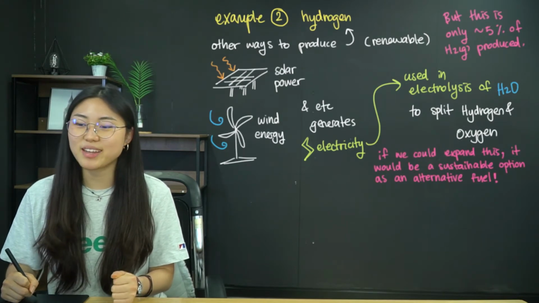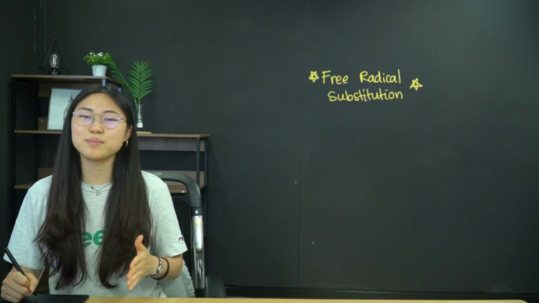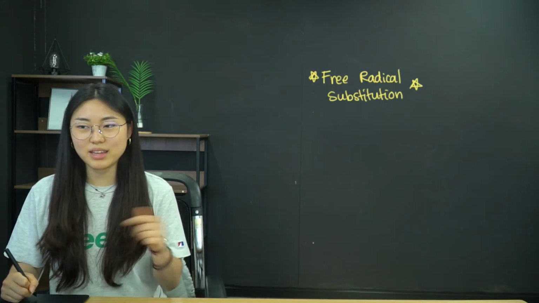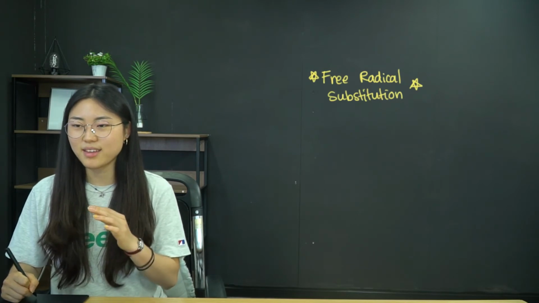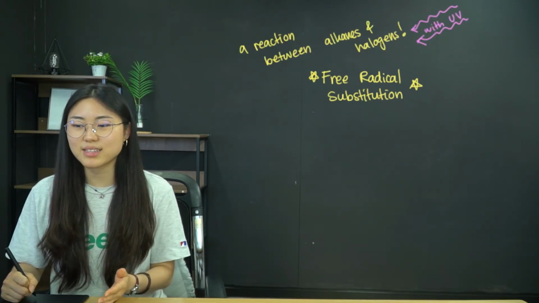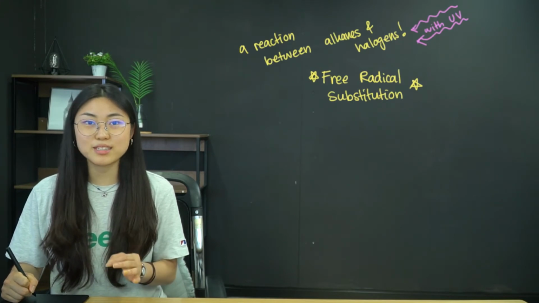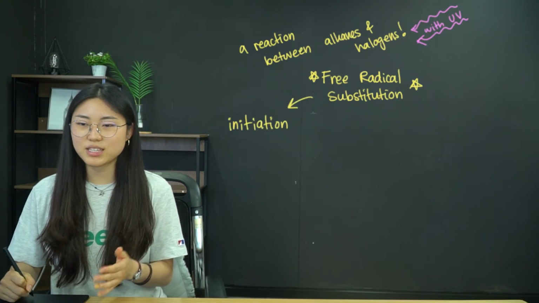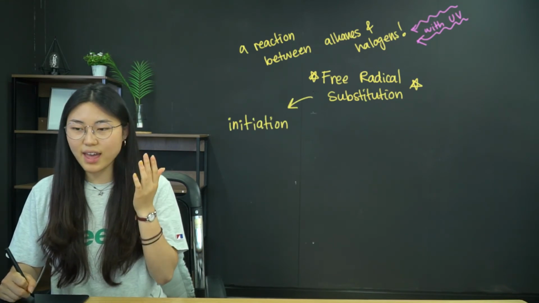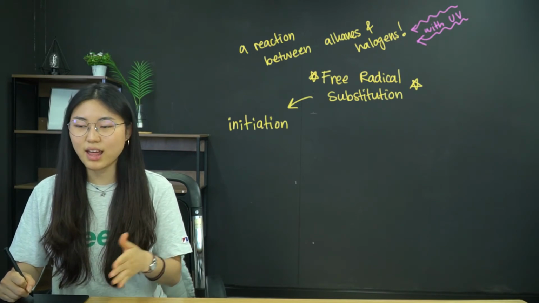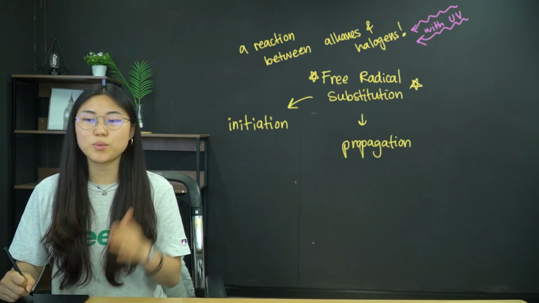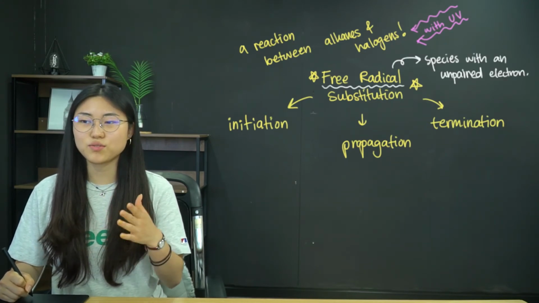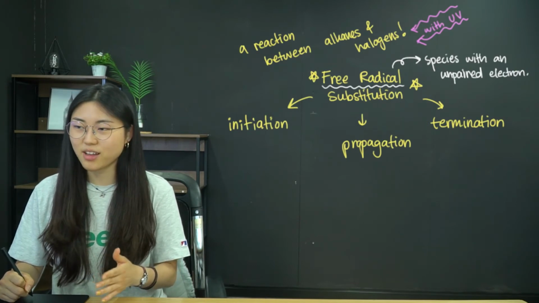Free radical substitution. Now, we need to look at some mechanisms. Curly arrows. We've seen homolytic fission before, so that's going to be in this topic. This is a reaction between alkanes and halogens in the presence of UV rays. For free radical substitution, first we need initiation, then the second step is propagation, and the last step is called termination. We will look at all these individual steps. And just to remind you, free radicals are species with an unpaired electron.